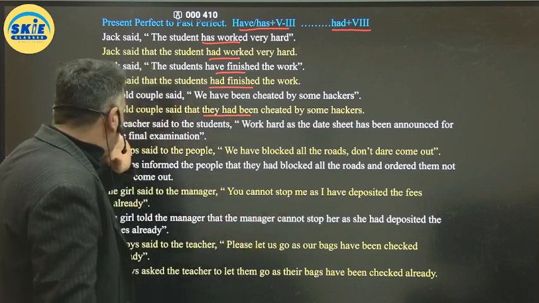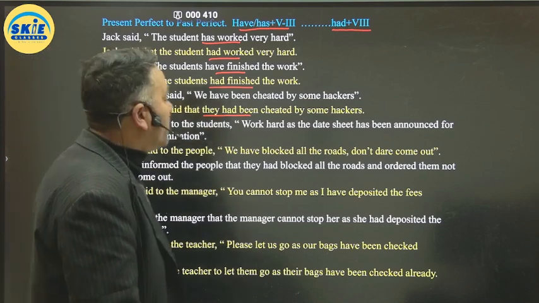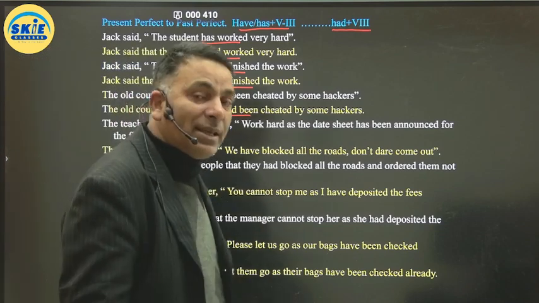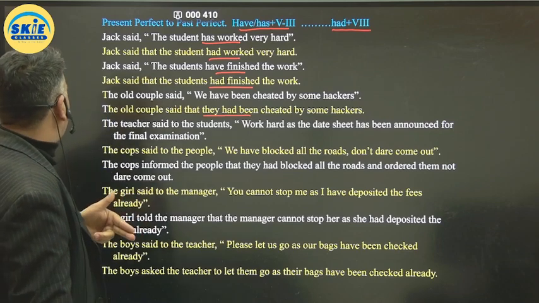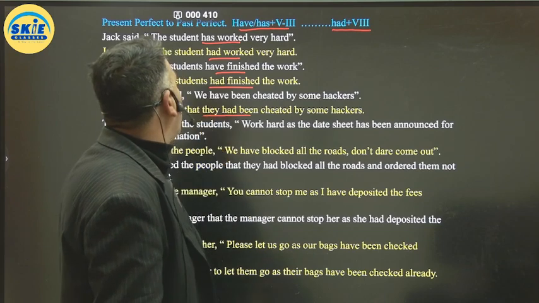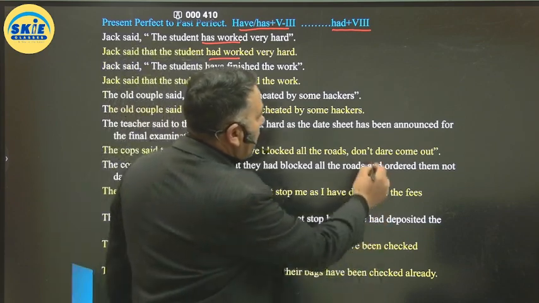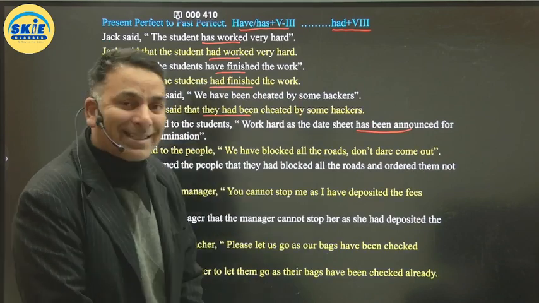Alright? The teacher said to the students, work hard as the date sheet has been announced for the final examination. The teacher told the students, you can put it this way, the teacher told the students to work hard as the date sheet had been announced for the final examination.